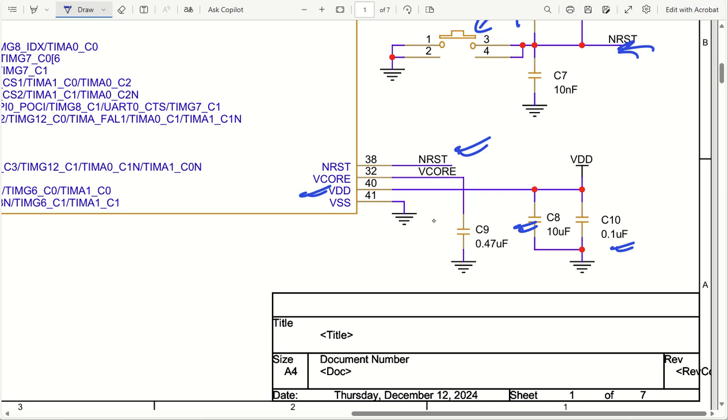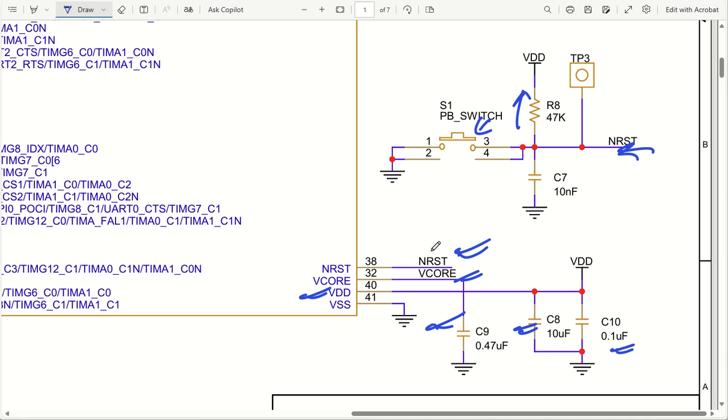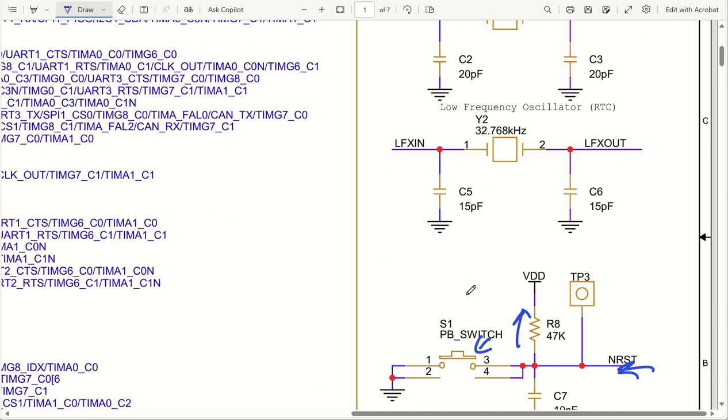Now there is an internal voltage supply, around 1.2 volts, that is going to be internally generated, and you just have to bias it with a capacitance of 0.47 microfarad. So this 0.47 microfarad will be used to do that job. Okay, so we are clear with programming, reset and decoupling capacitors.